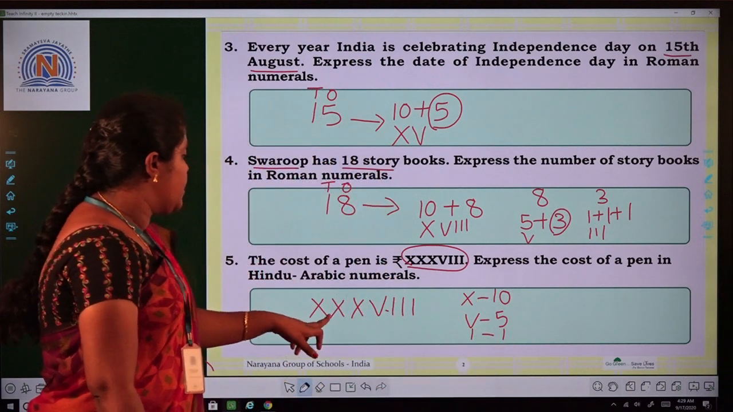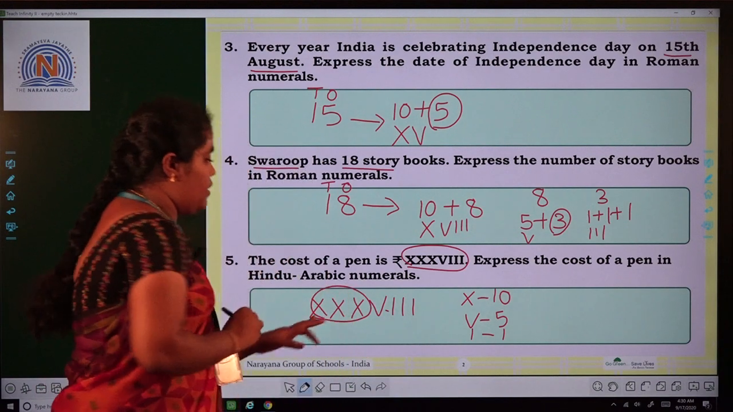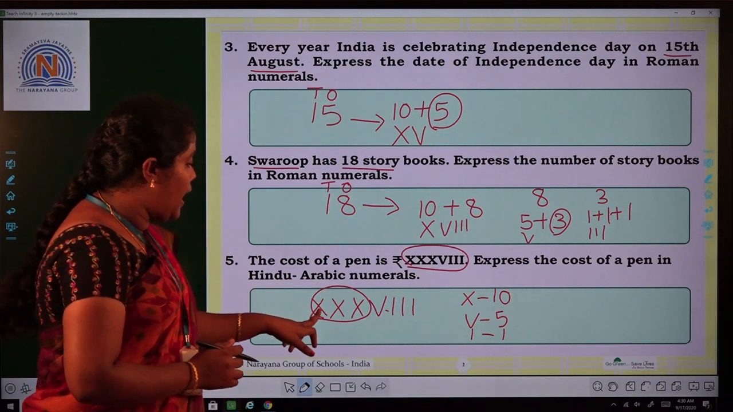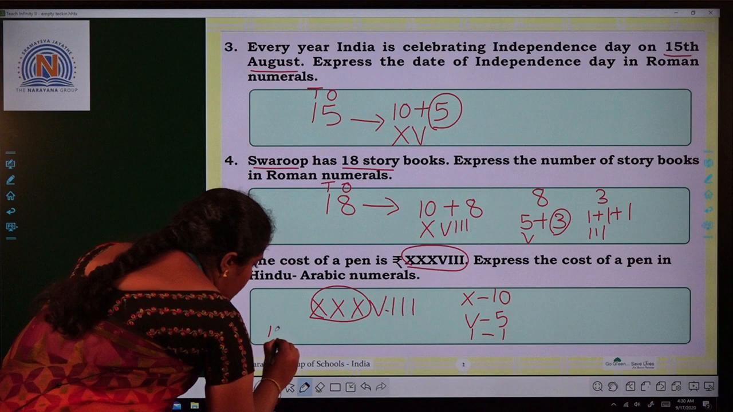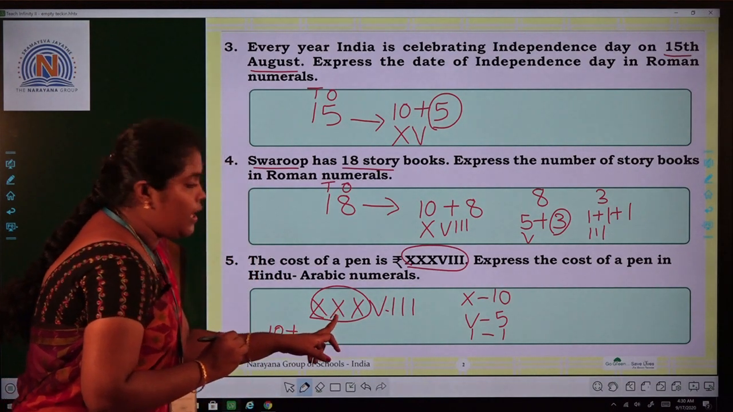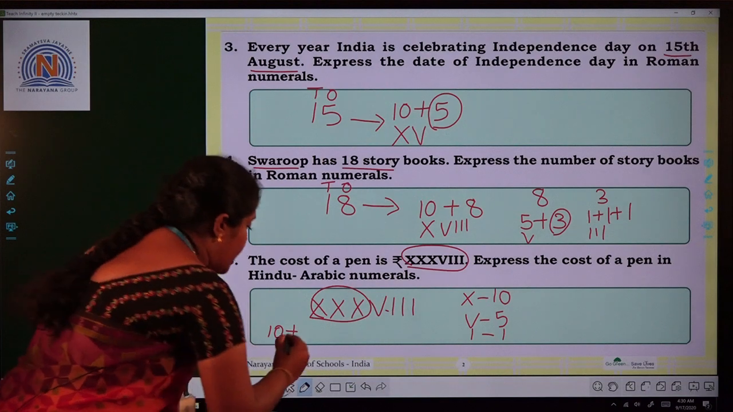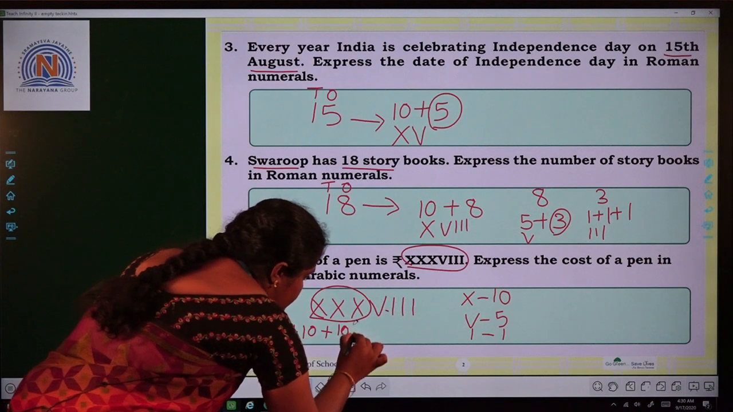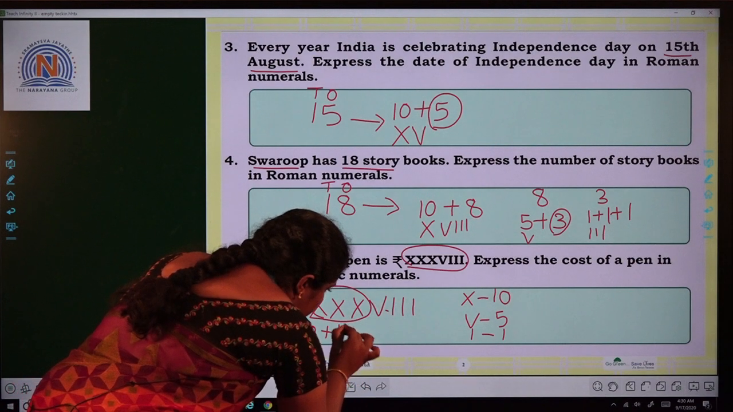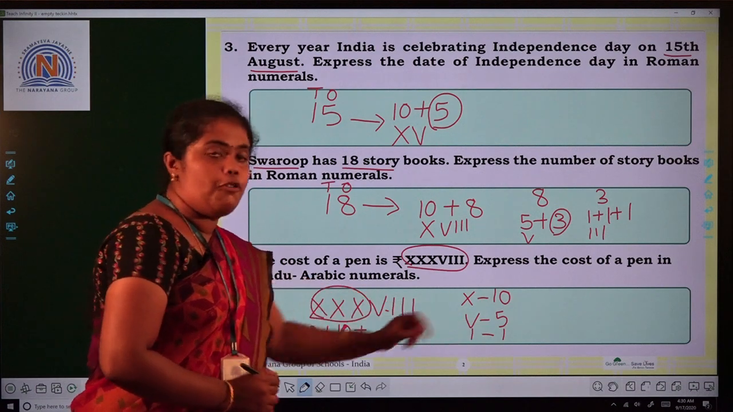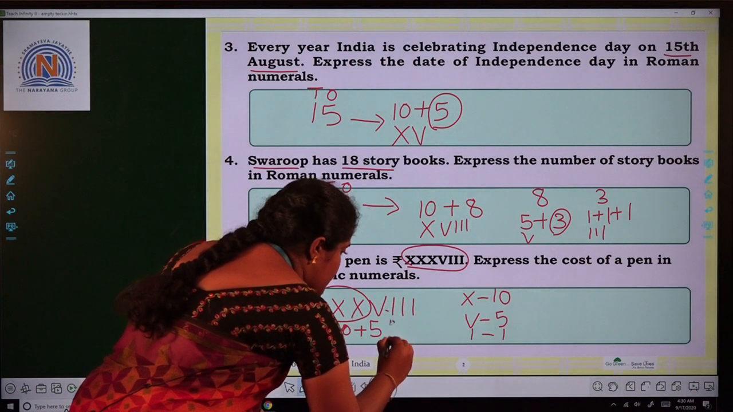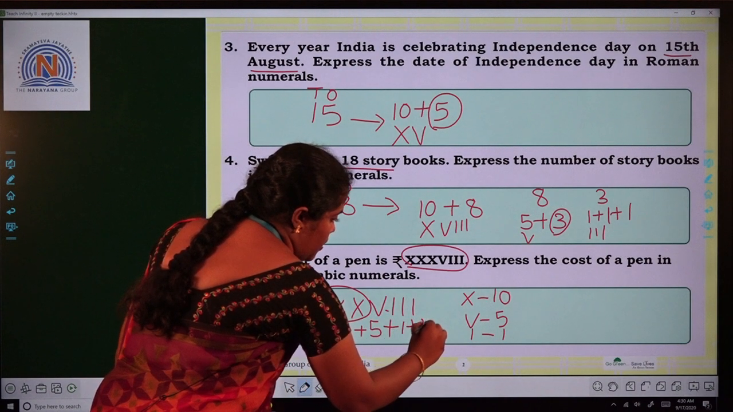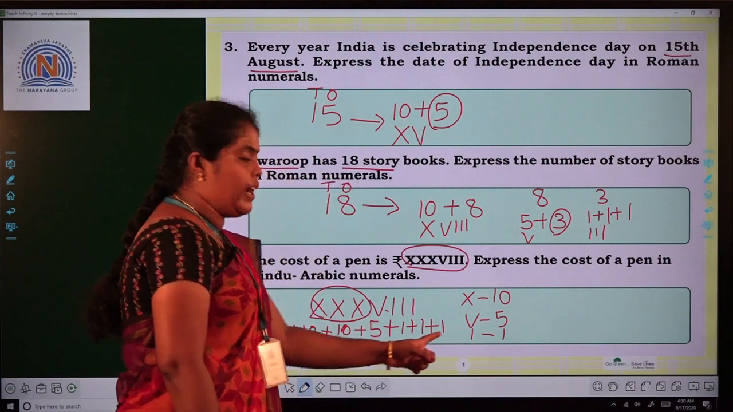My dears, look at it closely. Look here. They gave 3 X's. So we are repeating the same symbol. We have to do the addition of their values. X means 10. Again one more X is there. The next value is 10. One more X, 10. Plus, then V value is 5. Plus, then I value is 1 plus 1 plus 1. 3 I's are there, that's why I write 3 ones.